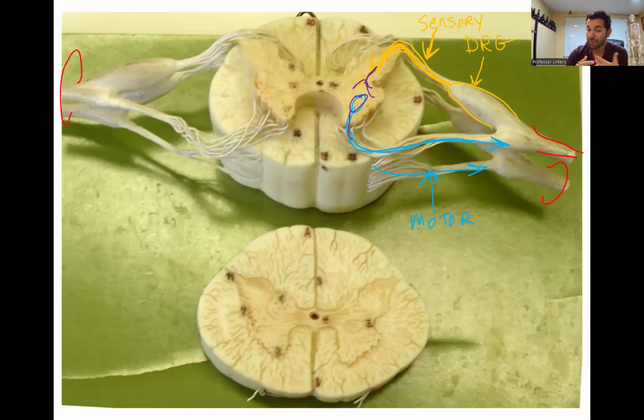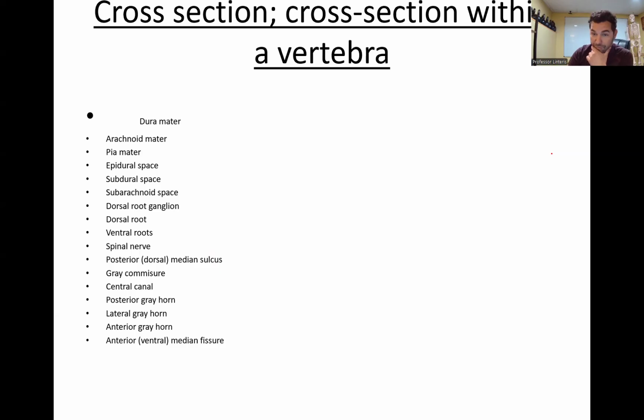But in general, motor in the front, sensory in the back, and then our spinal nerves, which we discussed, are mixed, which makes sense. They have sensory and motor messages traveling through them. That's the basic spinal cord. So you got your neuron, basic unit of the nervous system. You got your spinal cord. You have a couple different parts of it. You should recognize that anatomy.